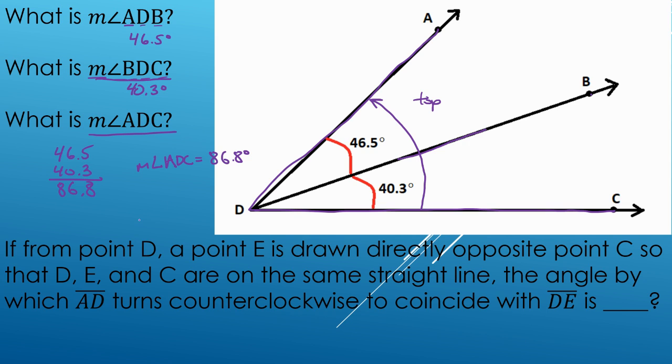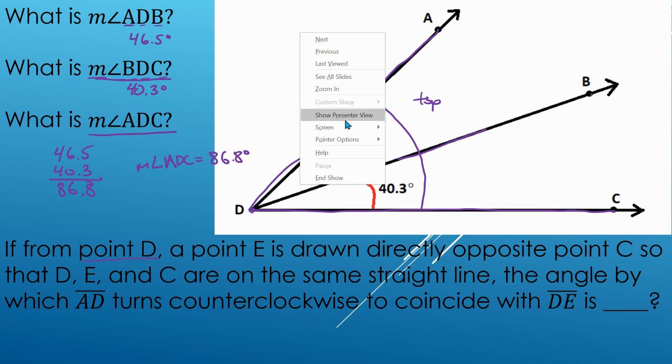Now for the larger question at the bottom. If from point D a point E is drawn directly opposite point C so that D, E, and C are on the same straight line, the angle by which AD turns counterclockwise to coincide with DE is what? Now, let's back up and start from the beginning again. Now that we've read through one time, we're going to look at what this is asking us one step at a time.